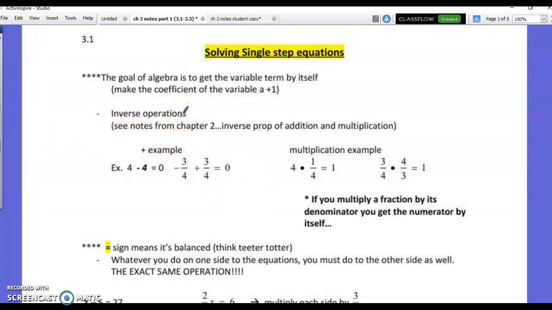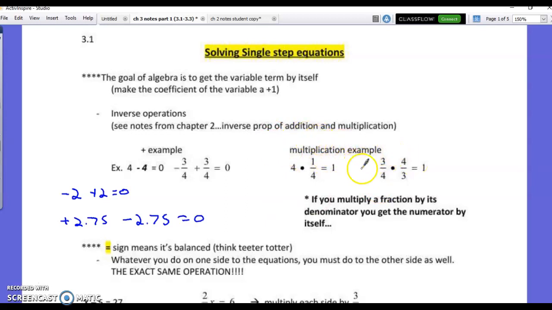So inverse operations was what we just talked about, those notes from chapter 2, but here's a couple examples. So this is an example of an inverse operation of addition. If I have 4, I can subtract 4, makes it equal 0. If I have a negative 3/4 and I add that, or add the opposite, it equals 0 as well. So it's numbers that we can add or subtract to another number to make it equal 0. So if I had a negative 2, to make that equal 0, I would add 2. All right, if I had a positive 2.75, I would subtract 2.75, and that would be 0. So you're just adding the opposite to it.